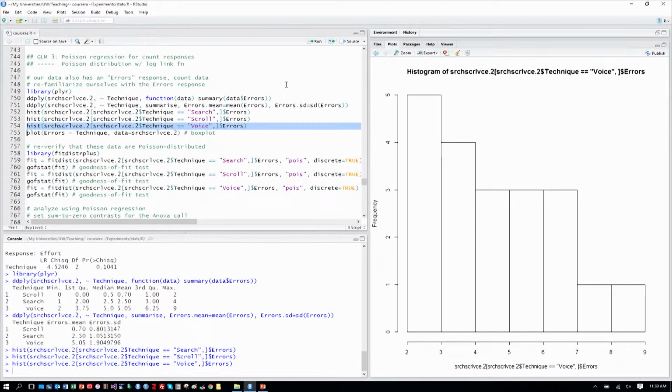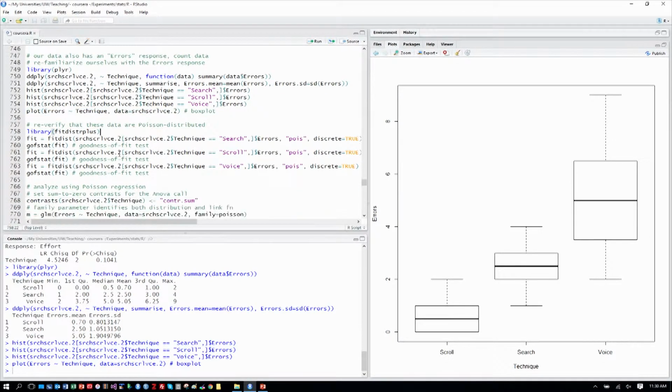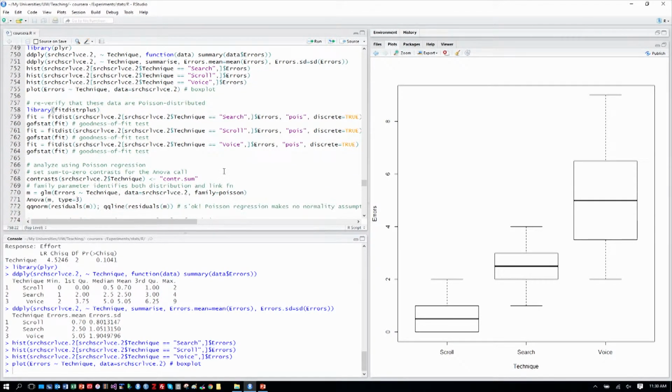Get a kind of a feel for how things look. Clearly not normally distributed, and we can see, are these in fact Poisson distributed? And we can plot and see clearly just from the box plot, we have good intuition that there is a difference in the number of errors people are making. But let's make that a little bit more formal.